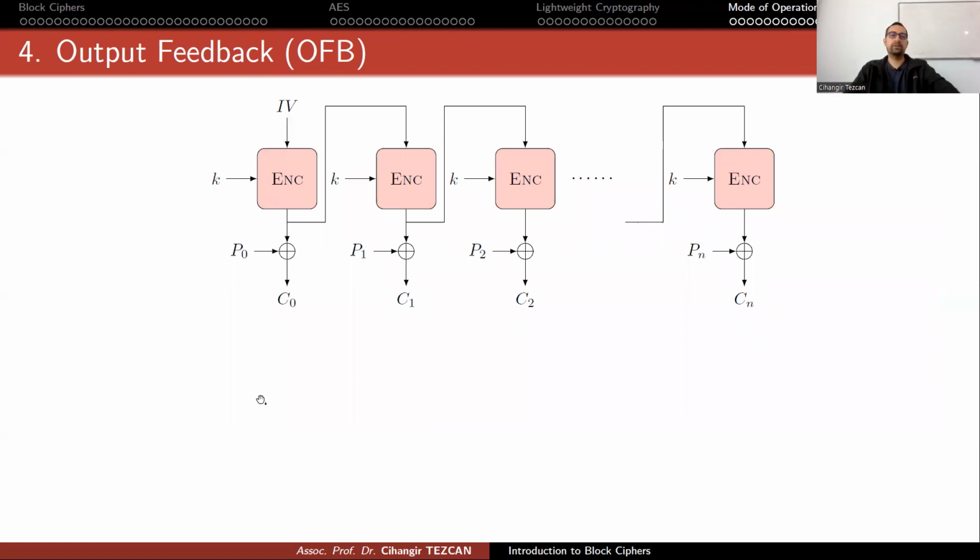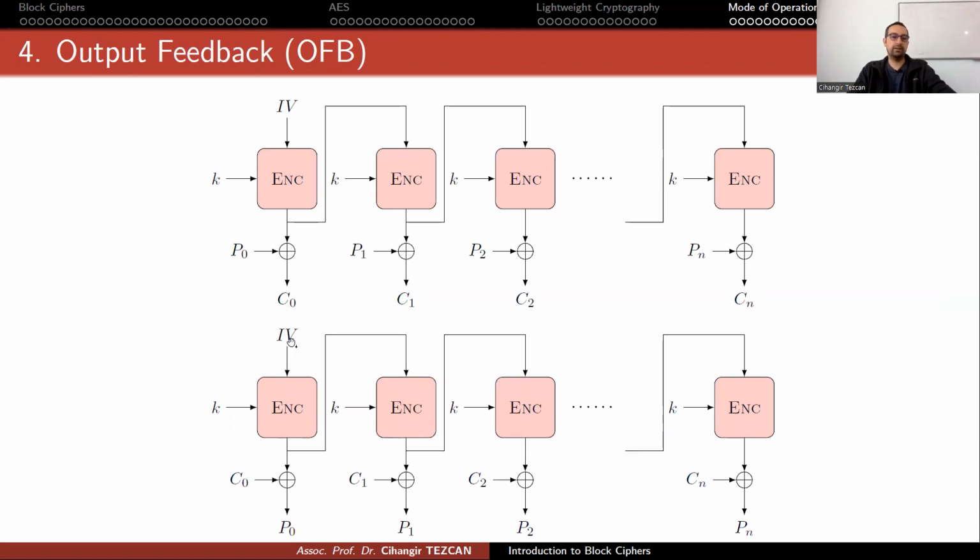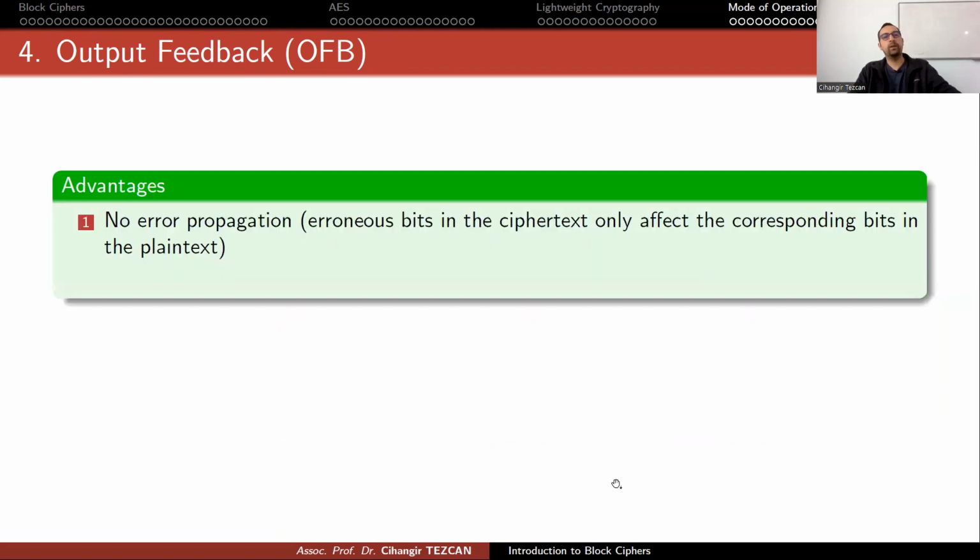So how to overcome this? Now this looks like the same picture, but in the previous one, this line was here. Now it is here. Okay, this is the trick. So this would allow us to have some kind of random access. So again, in the picture, you replace P0 with C0 here, and so on. Okay. So in this output feedback, OFB, there is no error propagation. Erroneous bits in the ciphertext only affect the corresponding bits in the plaintext, not the whole block. Encryption does not depend on previous ciphertext.